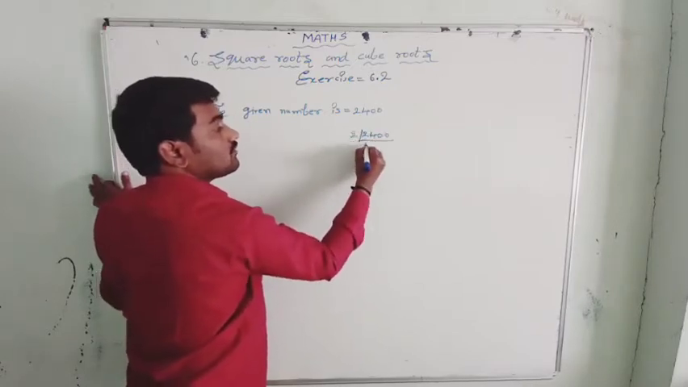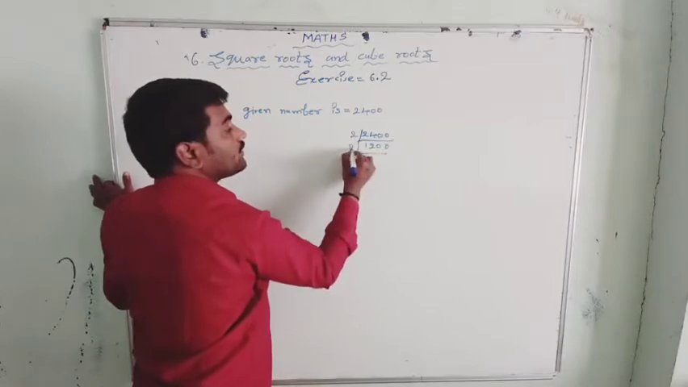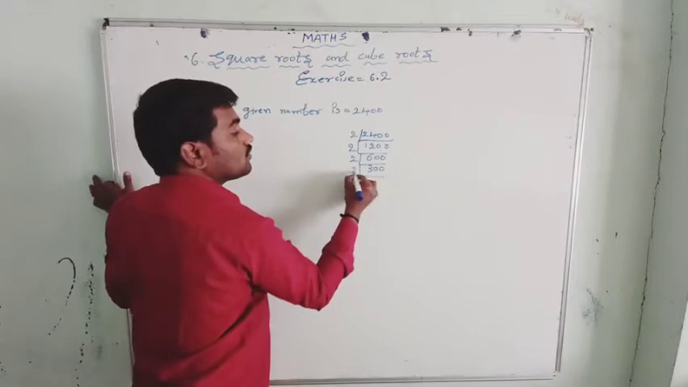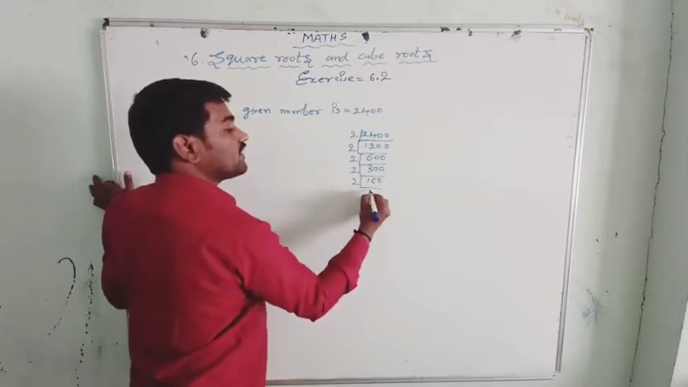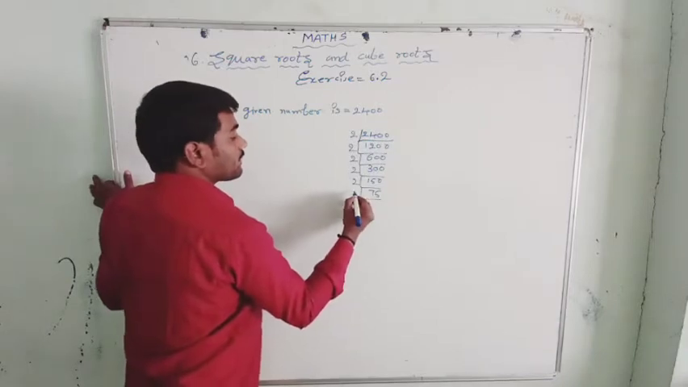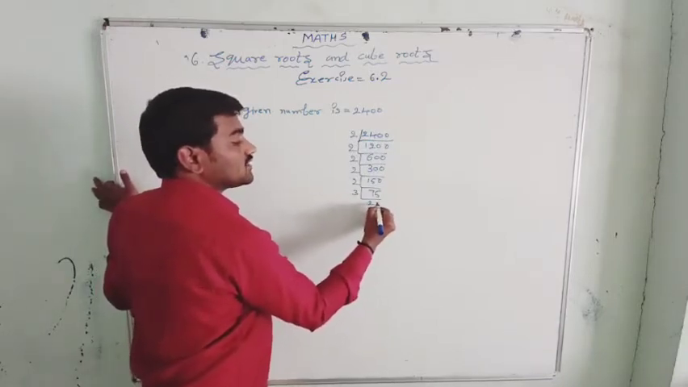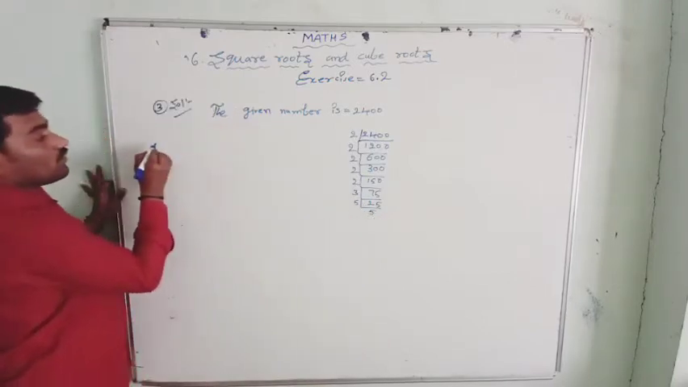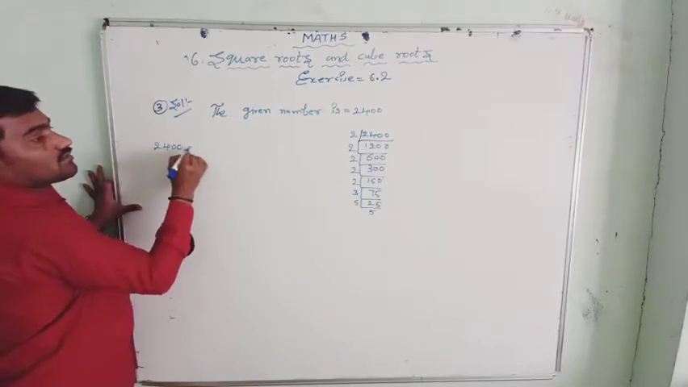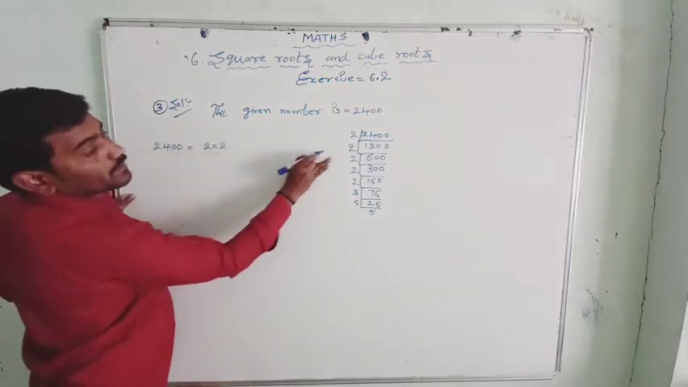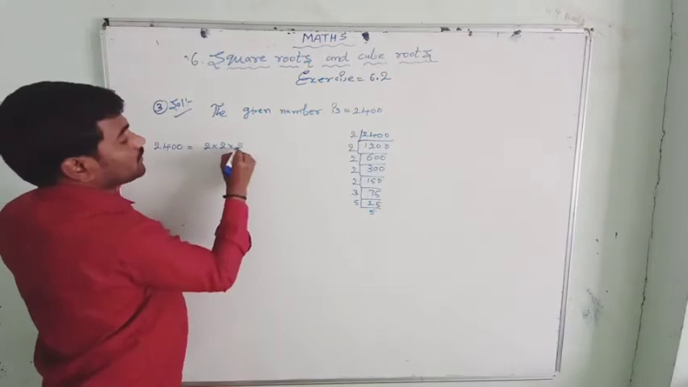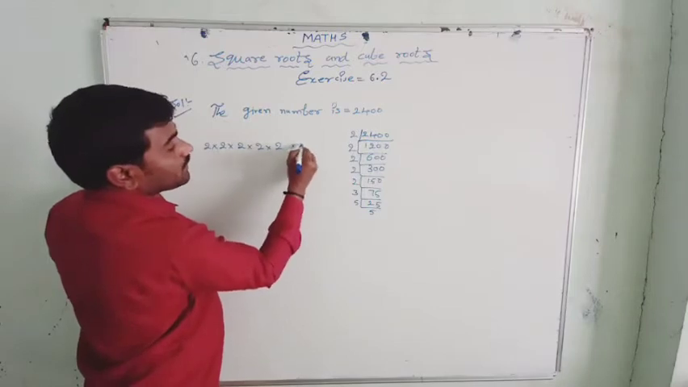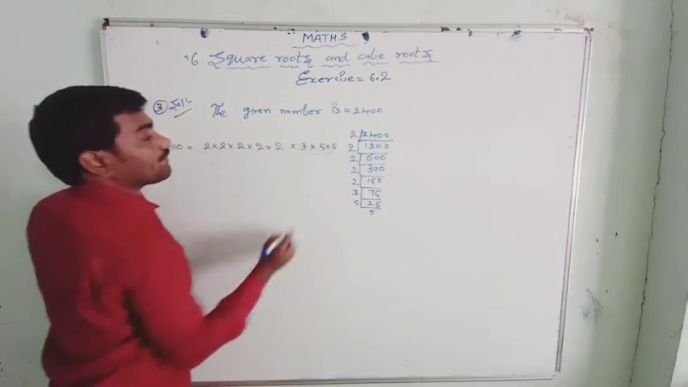2400. 2 ones are 2, 2 twos are 4 and zeros, and 2 600s are 1200, 2 300s are 600, 2 150s are 300, 2 75s are 150, and here 3 2s are 6, 3 5s are 25, and here you get 5 5s are 25. Therefore 2400 is equal to 2 into 2, how many times? 5 times, into 3 into 5 into 5.